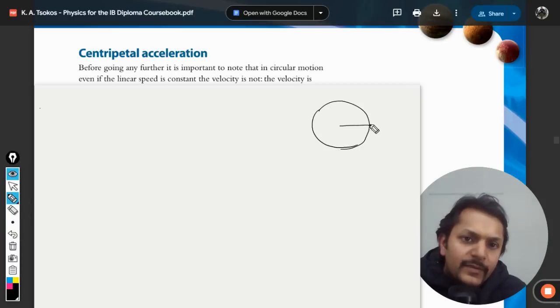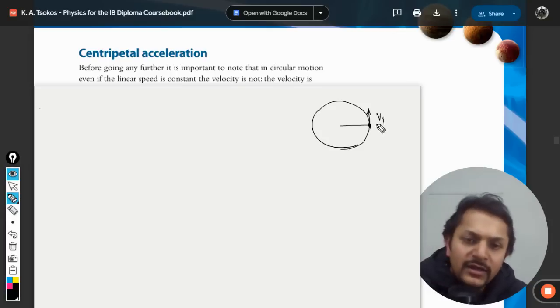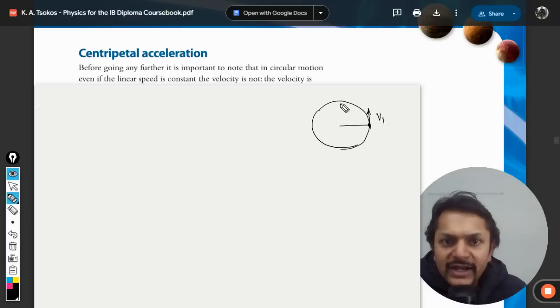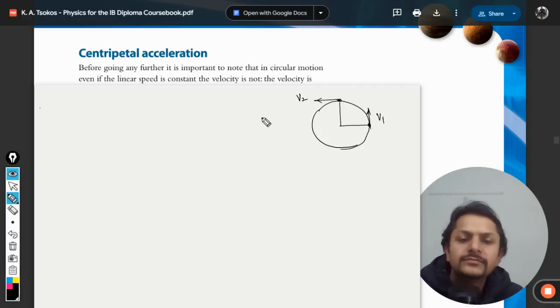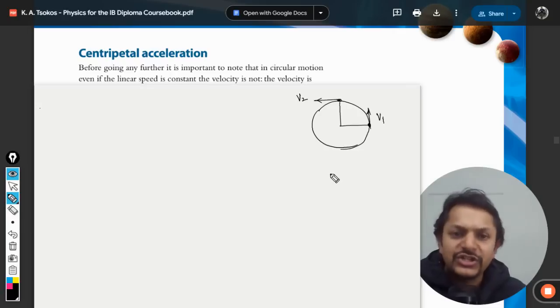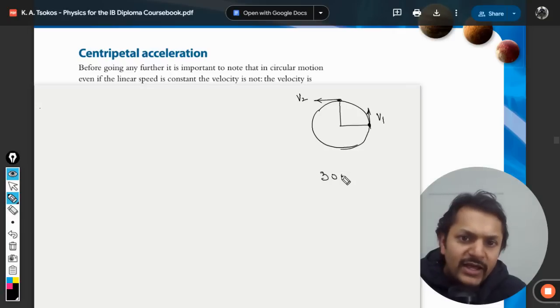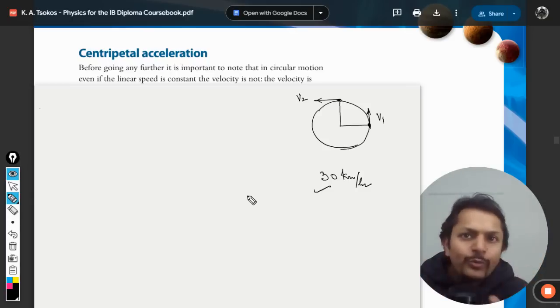Okay, this body is moving. Now at this particular location, the velocity is v1. Let us say at this other location, the velocity is v2. If I say that the magnitude of v1 and v2 does not change, it is moving at 30 kilometers per hour speed, and it was moving at this speed, it is moving at its speed, so there is no problem in the magnitude, it is still 30 km per hour.